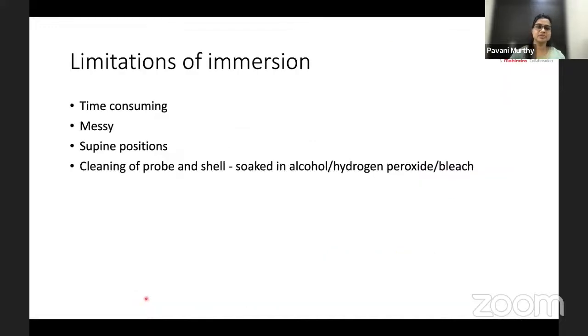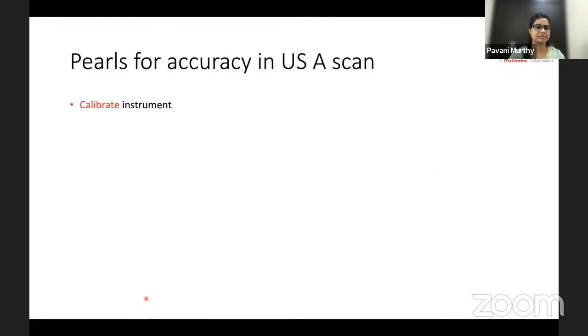There are, yes, limitations with the immersion. It is time consuming, it is messy, the patient has to lie supine, and the cleaning of the probe and the shell should be done meticulously after each and every scan.